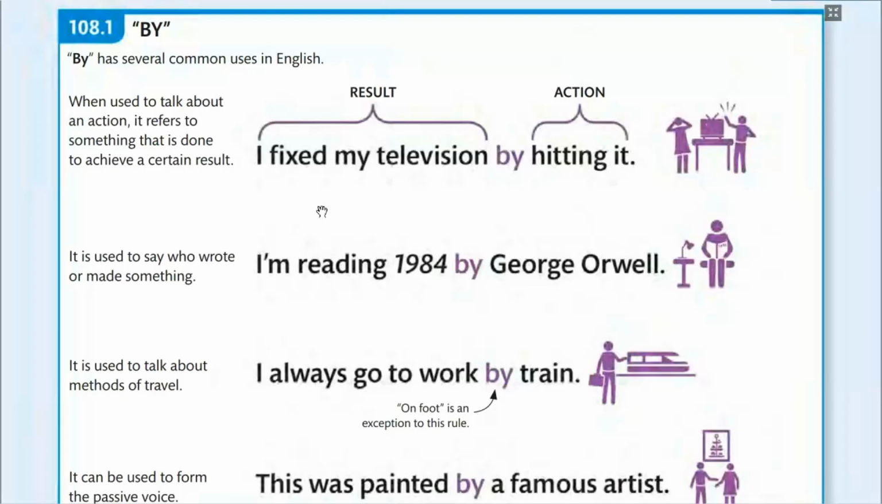It is also used to talk about methods of travel. That's how you can see by is a single preposition, but you can use it for different means. I always go to work by train. I go to school by school bus. I go on foot is an exception to this rule. I go to work on foot. You don't say by foot.